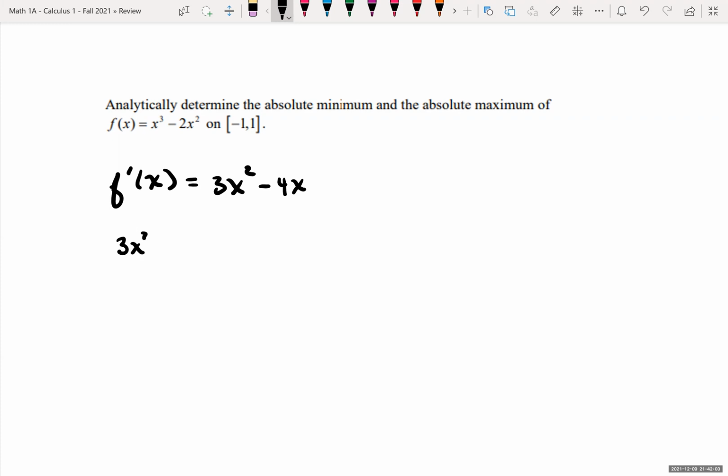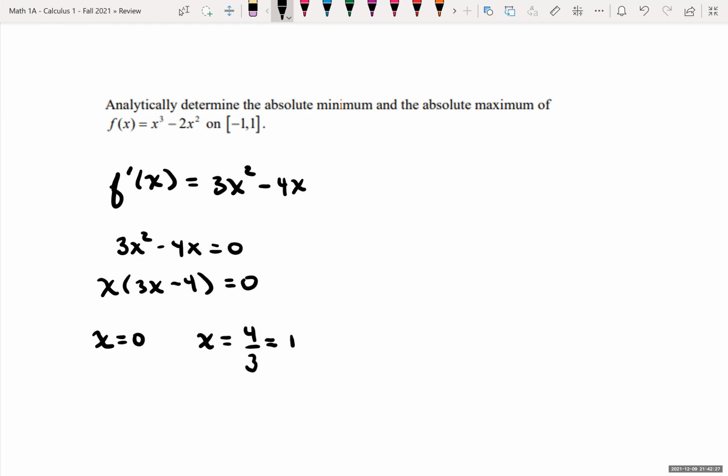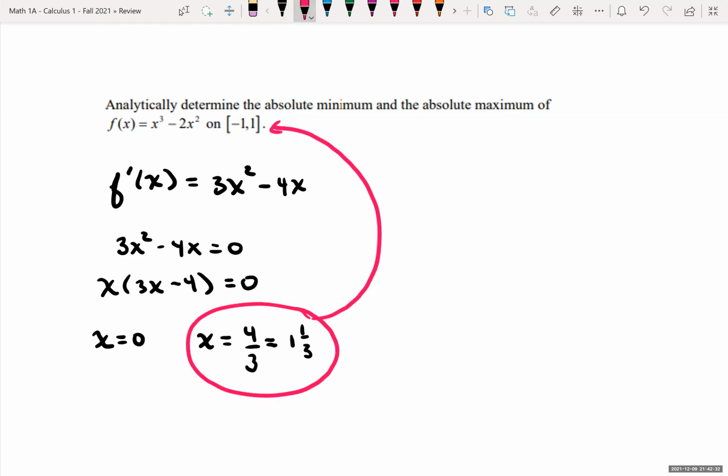So we're looking at when is 3x squared minus 4x equal to 0? We can factor out an x, which gives us x times 3x minus 4 equals 0. So setting each piece equal to 0, we have x equals 0. And 3x minus 4 is 0. If we add 4 and divide by 3, we get x equals 4/3. 4/3 is the same thing as 1 1/3. So notice that this is not contained in the interval, and so we're not going to even look at that 4/3.